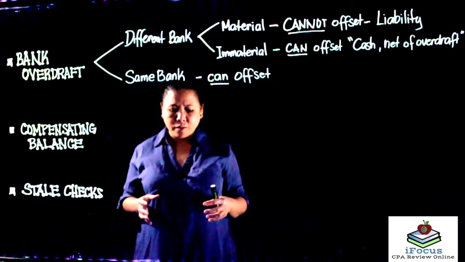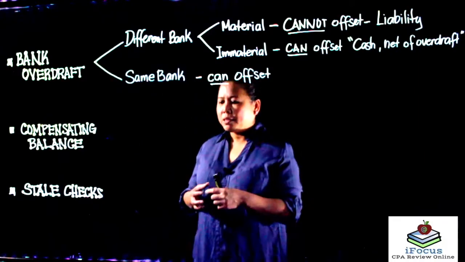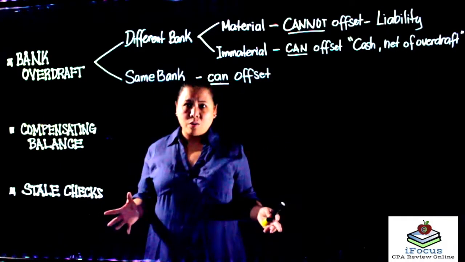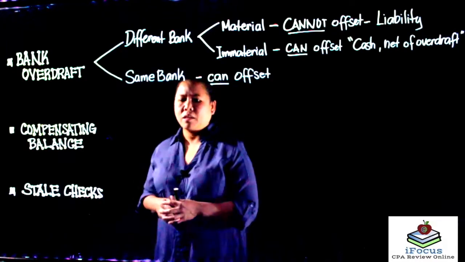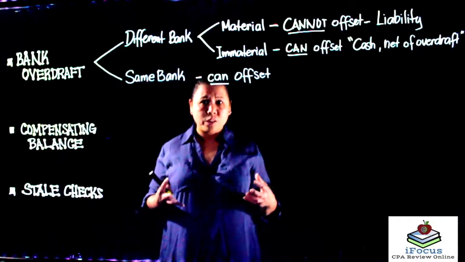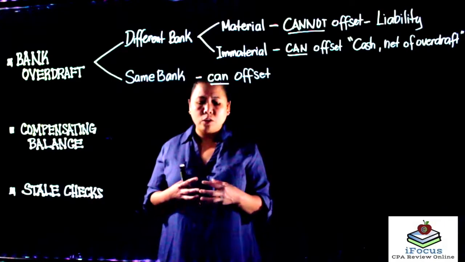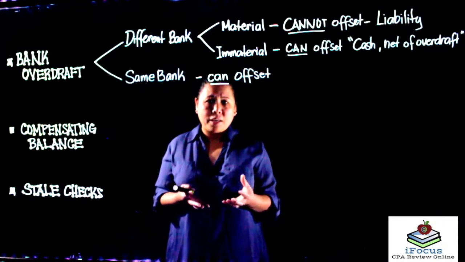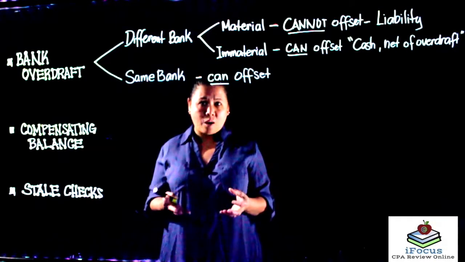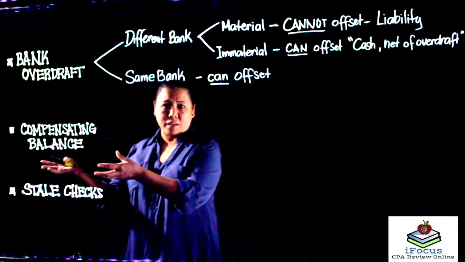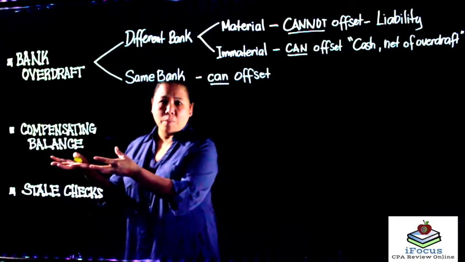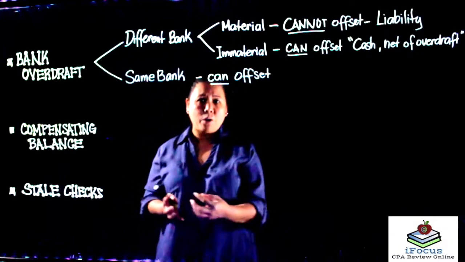Compensating balance. A compensating balance is a minimum balance maintained in a bank account. We create a compensating balance when the company borrows some money from a bank and the bank requires the company to maintain a minimum amount in the account. That is called compensating balance. So it creates that compensating balance from that borrowing of the money.